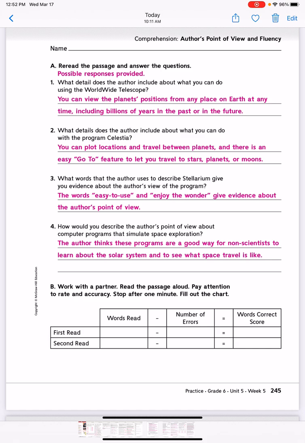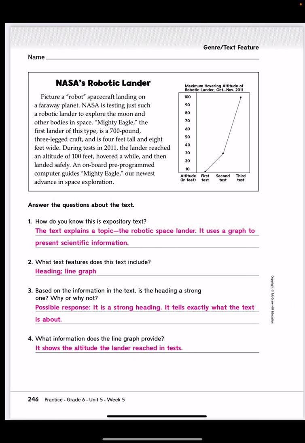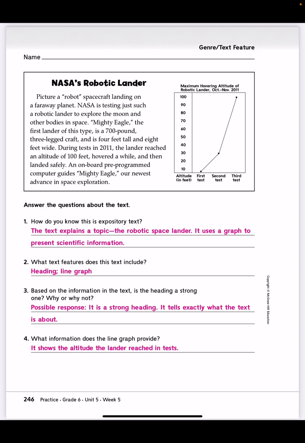What words does the author use to describe the Stellarium? To give you evidence about the author's view of the program. Well, how does the author feel about the program? Easy to use, enjoy the wonder. Phrases like that give evidence about the author's point of view, which in this case would be a positive connotation, right? And how would you describe the author's point of view about computer programs? The author thinks the programs are good for non-scientists to learn about the solar system and see what space travel is like.